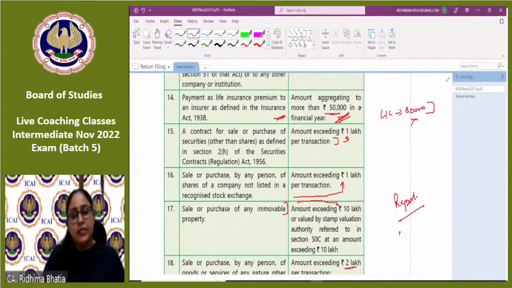Yeah, most of the transactions will reflect in your AIS. Not all, but yeah, most of it. Yes, they have the information of all your data.